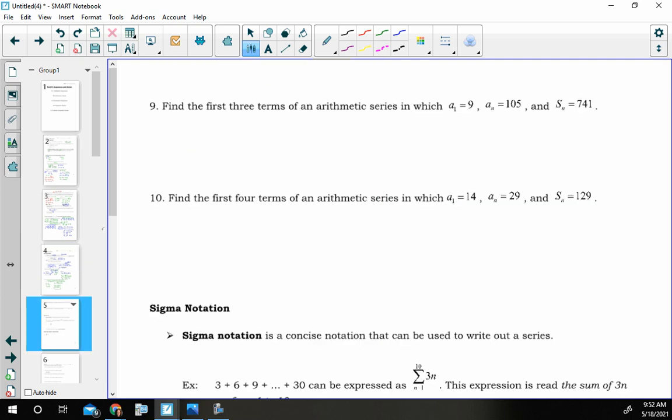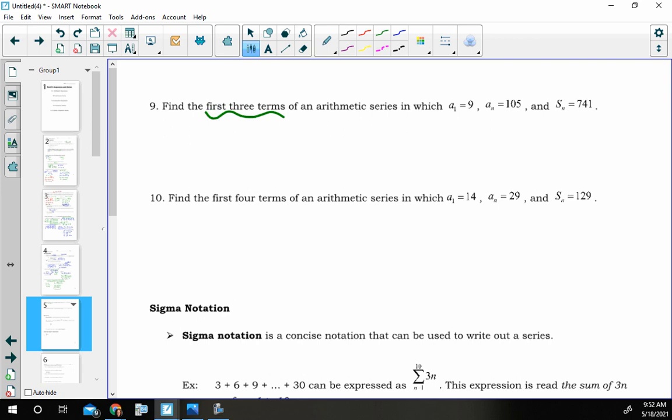Okay, so find the first 3 terms of an arithmetic series in which A sub 1 is 9, A sub n is 105, and S sub n is 741. So this time we're actually finding the first 3 terms of it. I need the distance that I'm moving, because if this is my first term, which I have, I can then move from there.